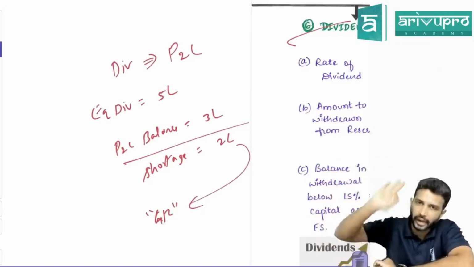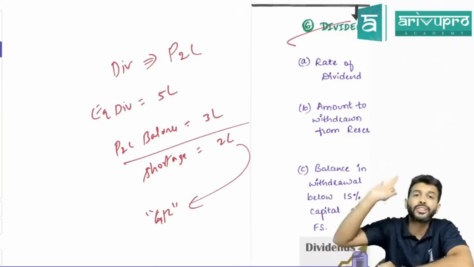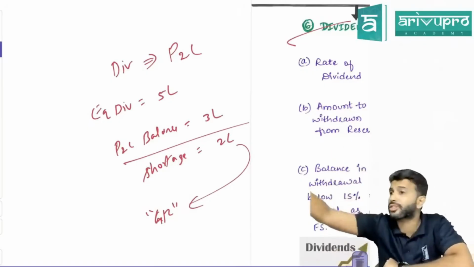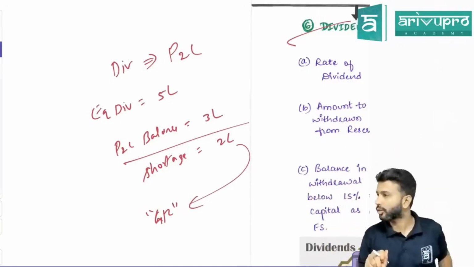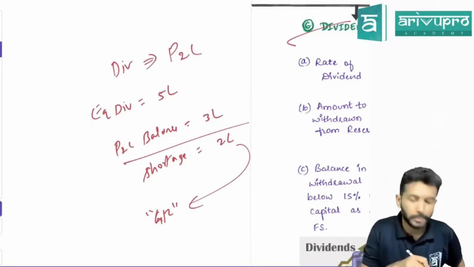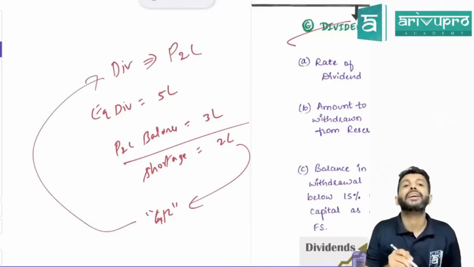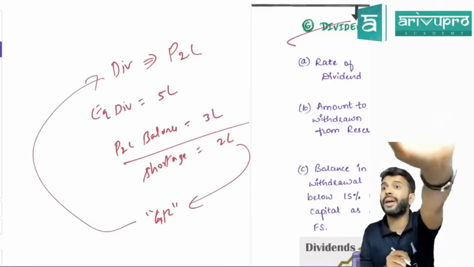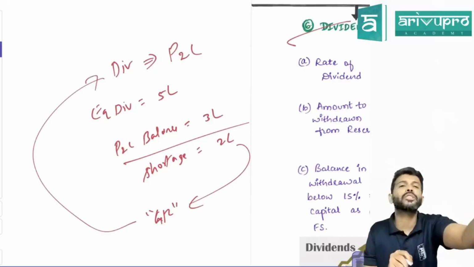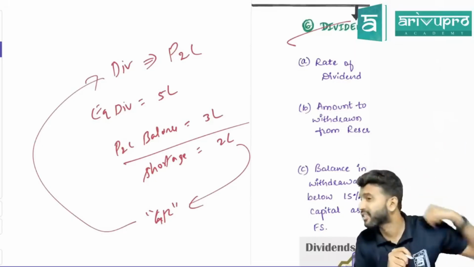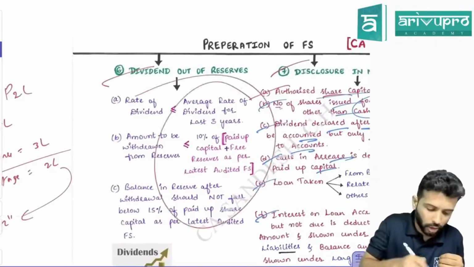Again, all these rules are not accounting rules or accounting standard rules. All these rules are given in the Companies Act of 2013. What the Companies Act 2013 says is, if you have a shortage in P&L, you can utilize general reserve to pay dividend, provided 3 conditions are satisfied. Those conditions I have listed out here.